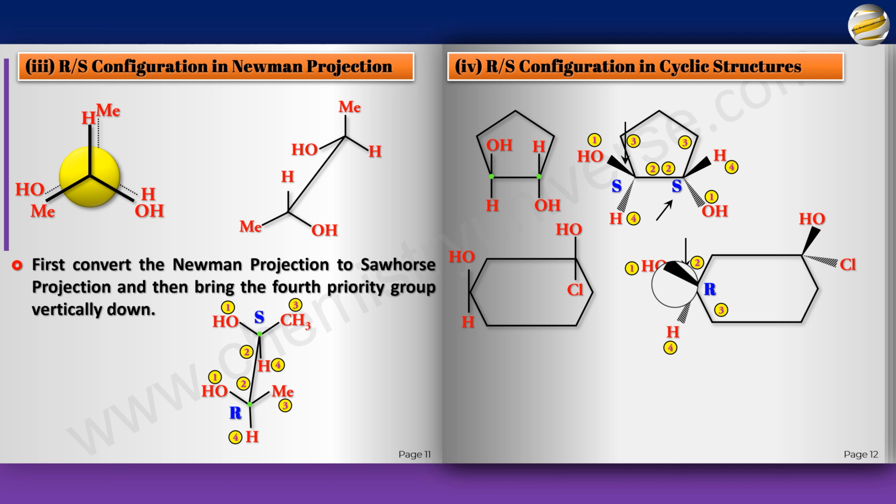And if you look at this one, 1, 2, 3 and this guy is 4. Where are you going to look from? Here. Now go from 1 to 2, 2 to 3. From the top, it is R.